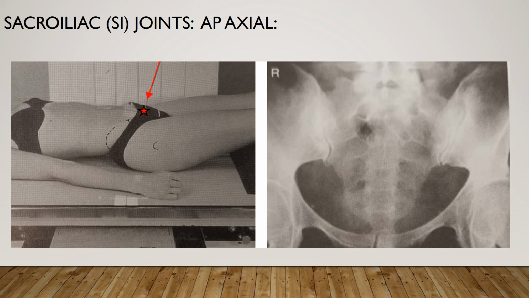On your image, you're going to find a non-foreshortened image of the sacrum. Sacrum is free of superimposition and sacral foramina are visible. Optimal density and contrast with no motion. Soft tissue is visible with sharp bony detail.